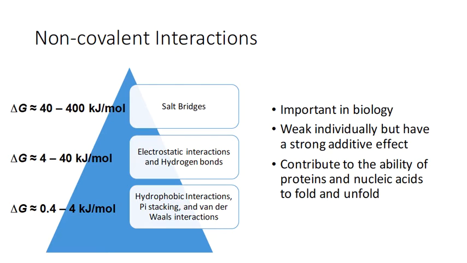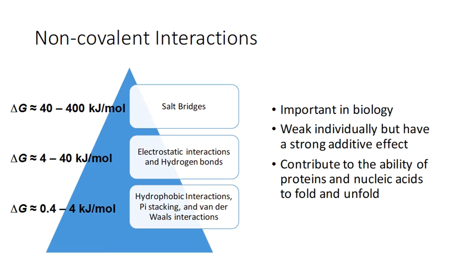Pictured on the slide is a pyramid of the non-covalent interactions. At the bottom of the pyramid are the weakest: your hydrophobic interactions, pi stacking, and van der Waals. These all have a Gibbs free energy, or delta G, below 4 kilojoules per mole. Moving to the middle of the pyramid are electrostatic interactions and hydrogen bonds, which fall somewhere between 4 and 40 kilojoules per mole.